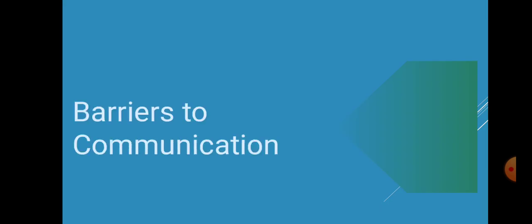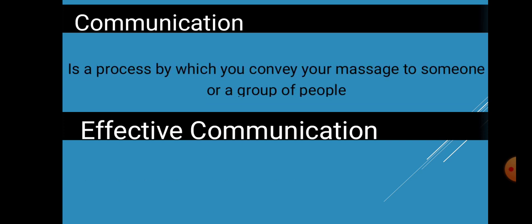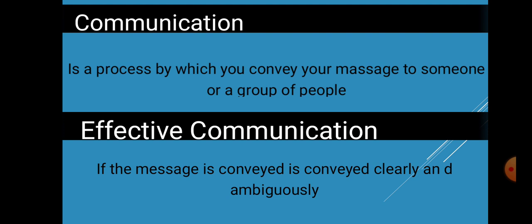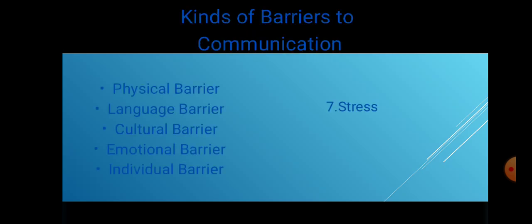Okay. Barriers to communication. What is communication and what is effective communication? First of all, communication is a process by which you convey your message to someone or a group of people. On the other hand, effective communication: if the message is conveyed clearly, this is called effective communication. Okay, now kinds of barriers to communication.